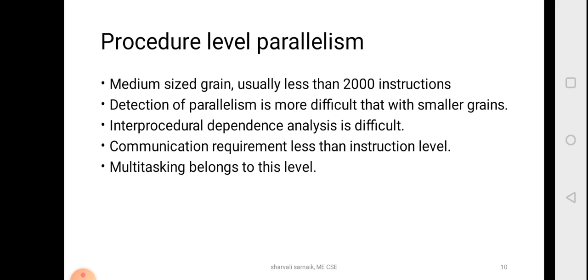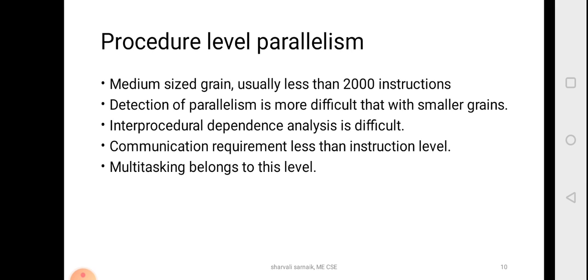Next, we will see procedure level parallelism. This level corresponds to medium grain parallelism at the task, procedural, subroutine, and coroutine levels. Remember, these correspond to medium grain parallelism. A typical grain at this level contains less than 2000 instructions.